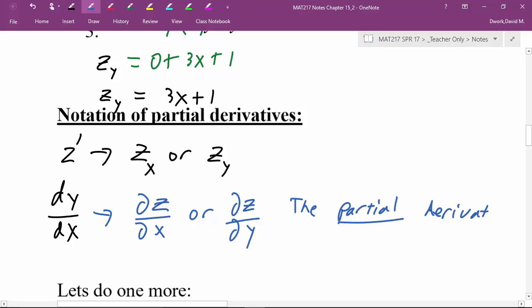Now, why is that important? Because you're telling the reader, when you use the word partial or use this fancy d or you use the z sub y notation, you're telling the reader that I treated all of my other variables as a constant. I pretended they were the number 7 and I only let y or x or whatever be my variable. It is absolutely crucial you use these notations, and when you speak of it, or if you write a sentence, you use the word partial derivative. You cannot just say derivative.